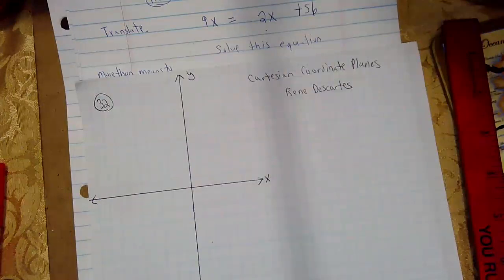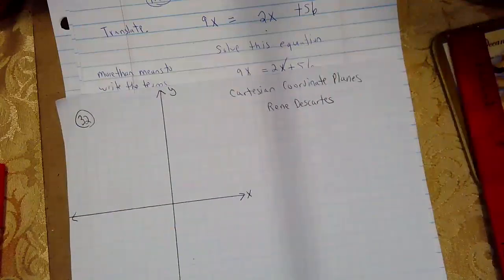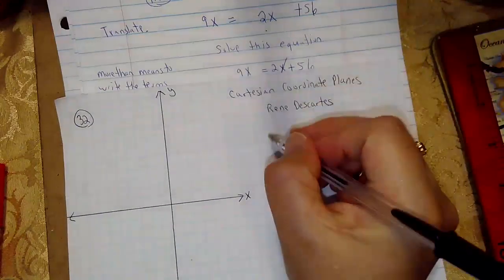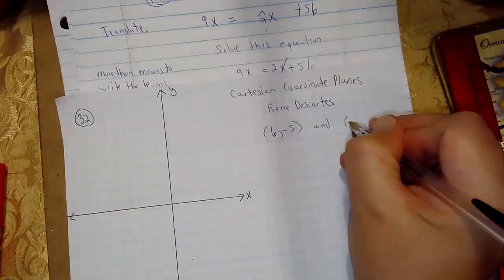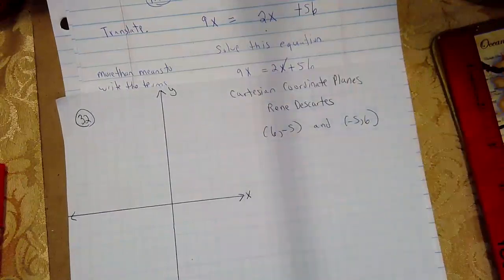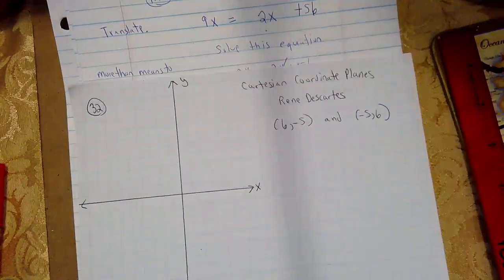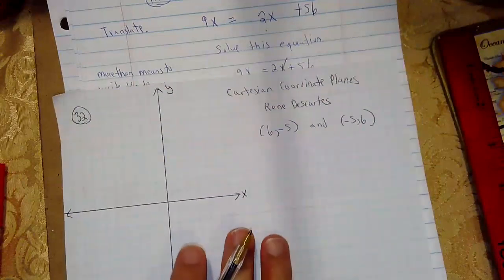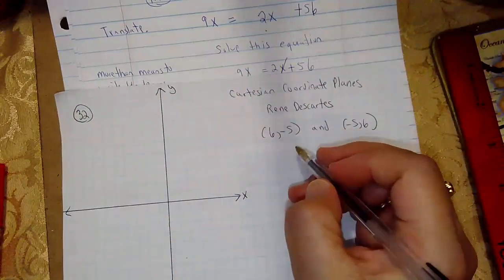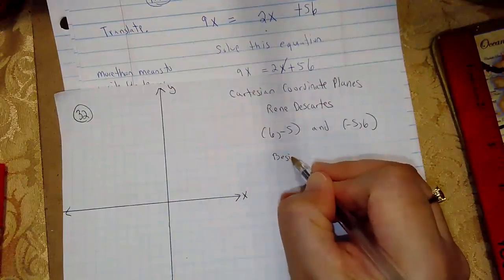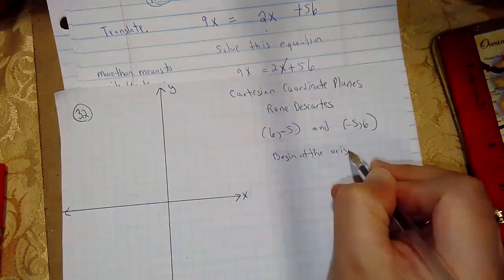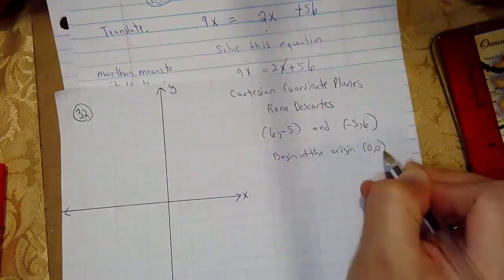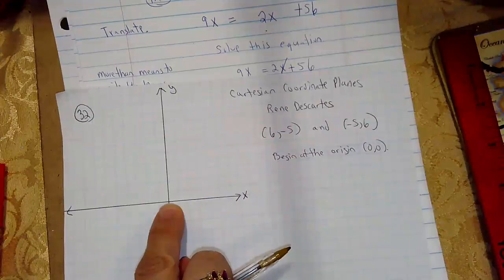Okay, René Descartes. So to answer this question, explain why the points (6, -5) and (-5, 6) do not represent the same ordered pair. Whenever you plot a point, it's really important that you always begin at the origin, which is (0, 0). So you always begin here at the origin (0, 0).